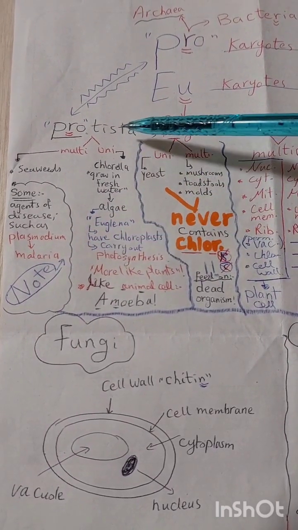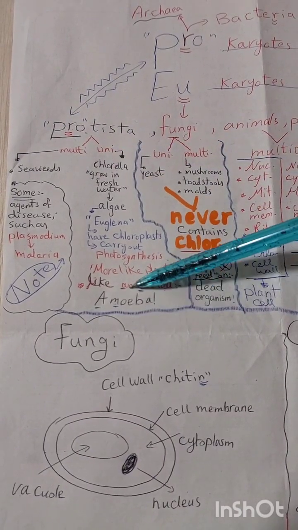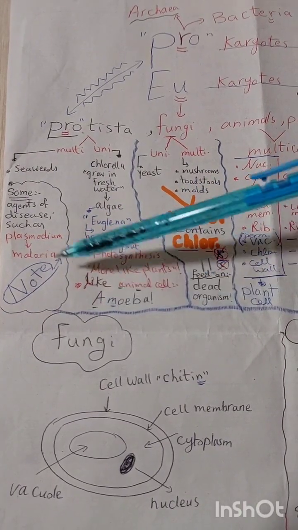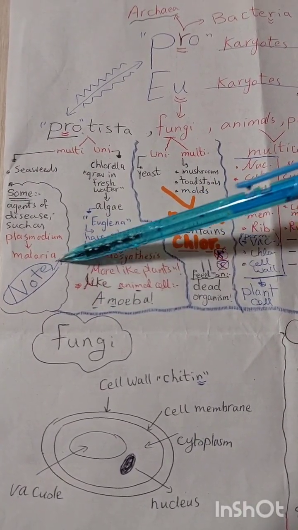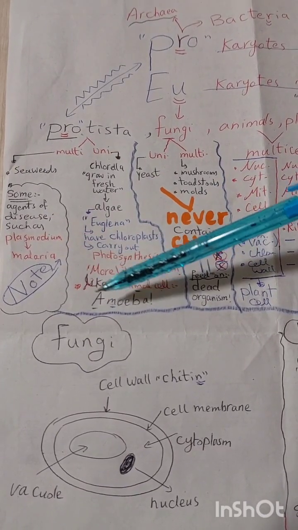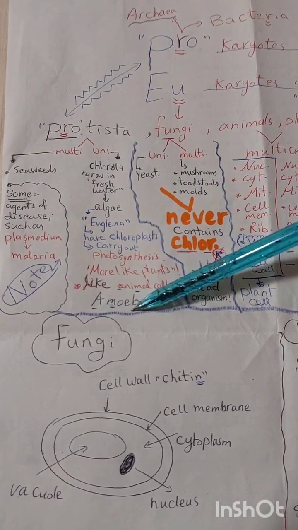Okay, so for protista, you can find amoeba and malaria, which have similar sounds. So you can remember it this way: malaria, amoeba.